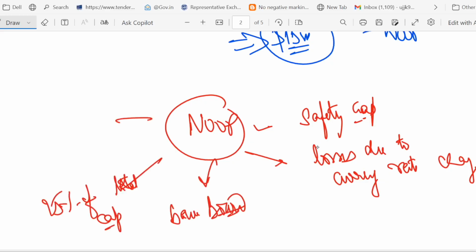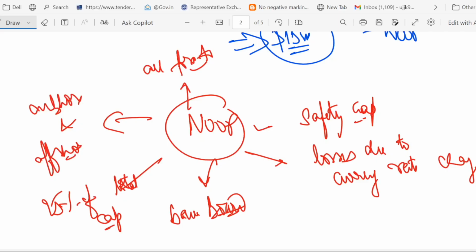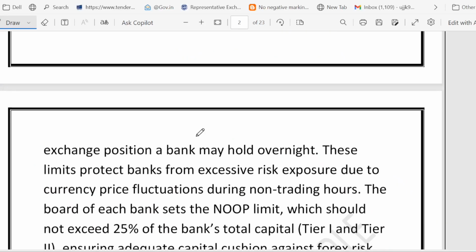And now, sorry for my handwriting, but I am telling you, it applies to both onshore and offshore branches. And it includes all kinds of forex transactions, whether it is spot, forward, derivative, etc. So the next time someone asks you what the NWP limit means, just say it's like a nighttime safety lock on how much currency risk a bank can carry. That's it, right? I hope this is crystal clear.